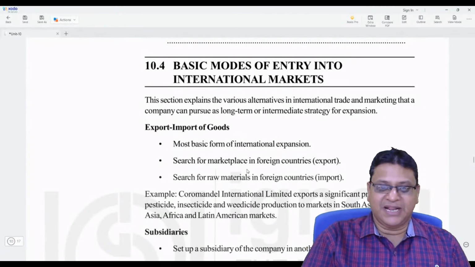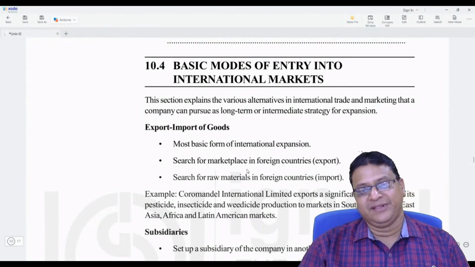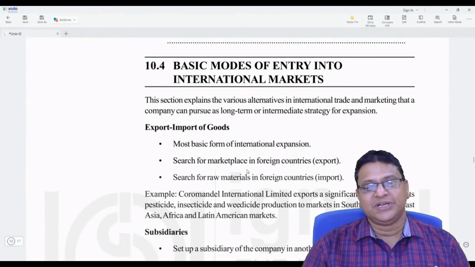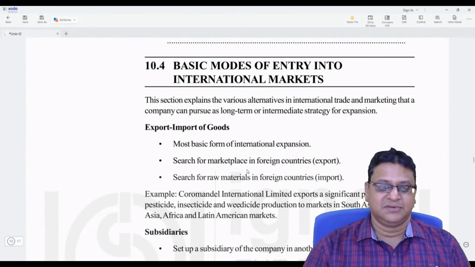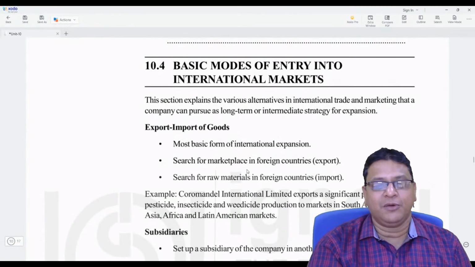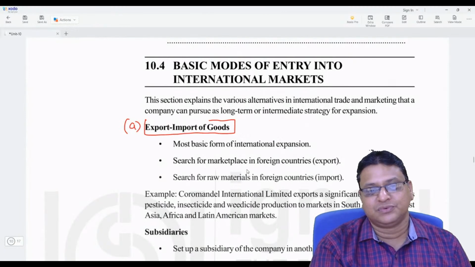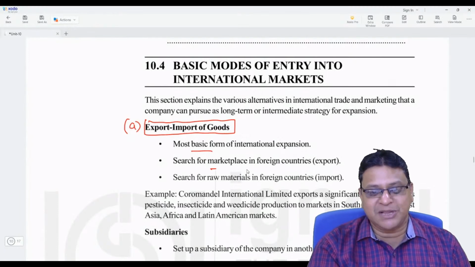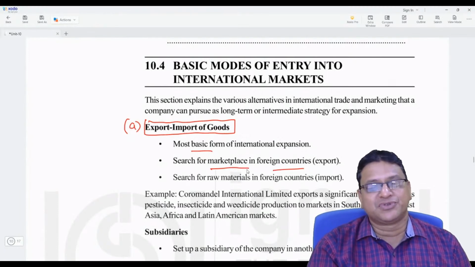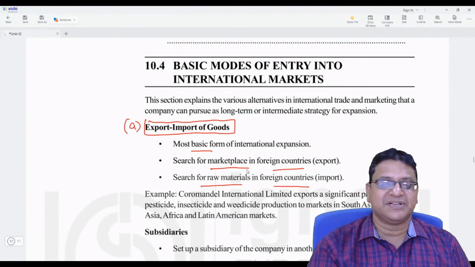Next, we will discuss what are the basic modes of entry into the international market. If a company wants to do international business, what are the modes in which it can do international business? What strategy can it adopt? There are many strategies, many ways of doing international business. One way is export and import of goods. This is the most basic, most common. Here you search for a marketplace in a foreign country, you search for raw materials in a foreign country. This is the most basic form of doing international business.